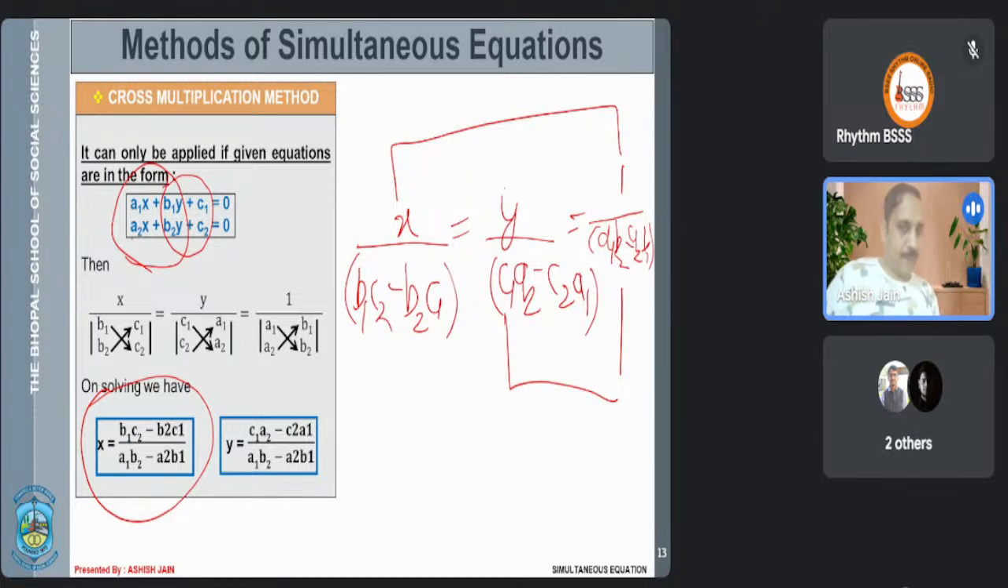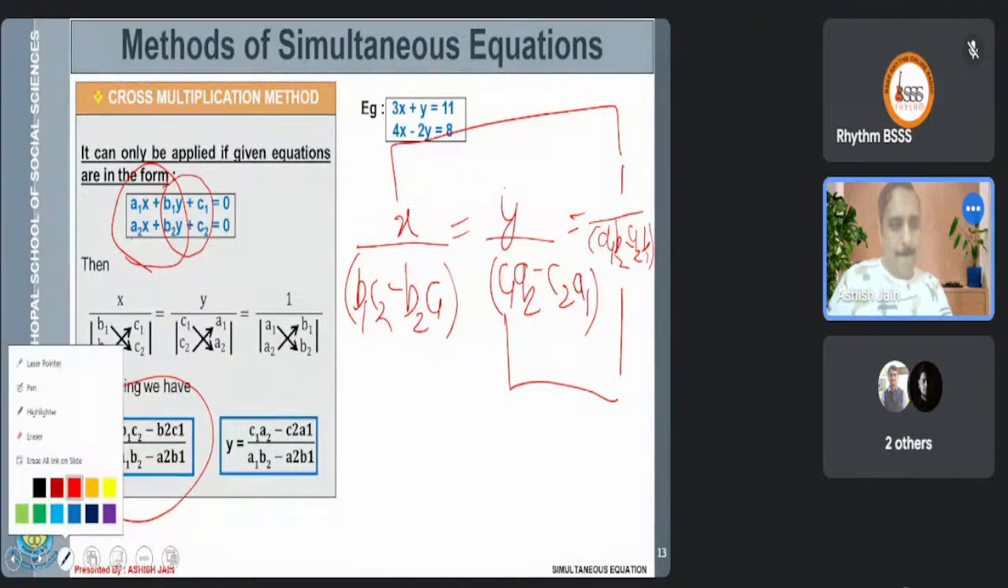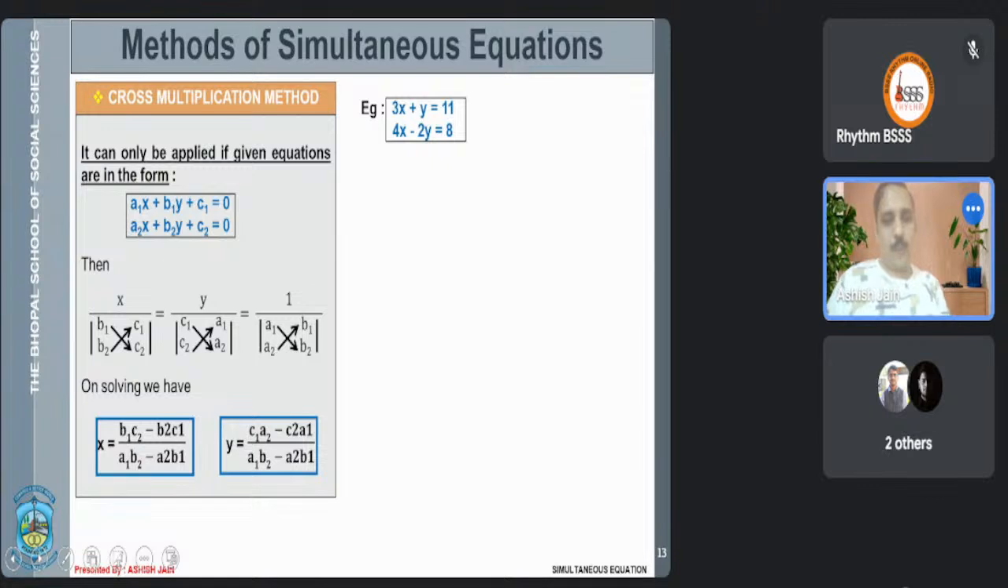We will see with an example. I hope this is clear. So we'll see it with an example. Just a minute.